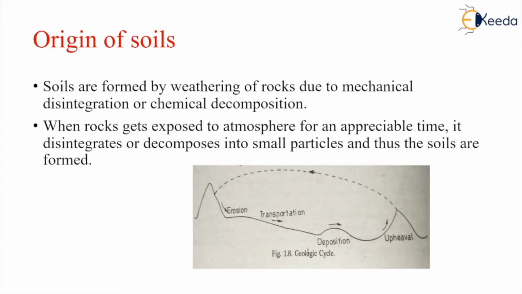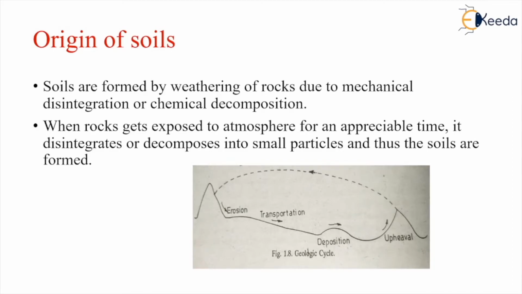Coming to the next topic, that is origin of soils. Now let us learn how soils are originated. Soils are formed by weathering of rocks. They may be formed by mechanical disintegration or chemical decomposition. Generally, what happens when these rocks get exposed to the atmosphere for a certain period of time? They get disintegrated or decomposed into small particles, and thus the soils are formed.